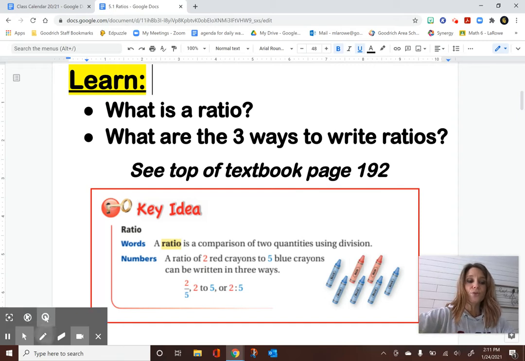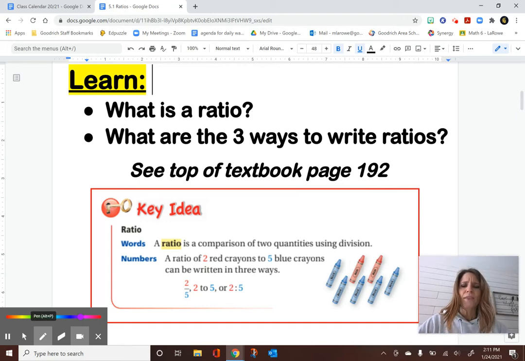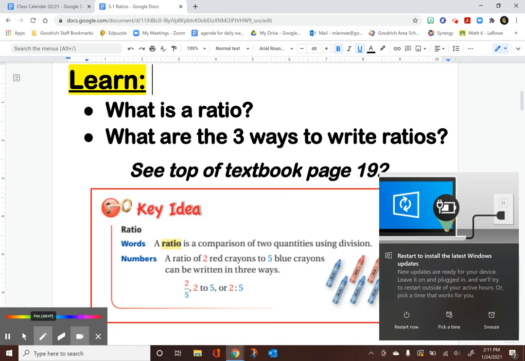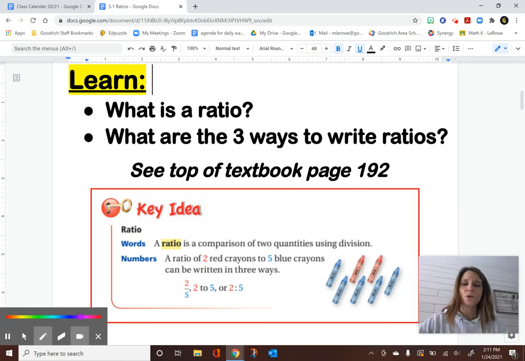So, they tell you with words, a ratio is a comparison of two quantities using division. Well, the division is really a comparison. We're actually comparing some values here. So they show you with some numbers the ratio of red crayons to blue crayons, 2 red crayons compared to 5 blue crayons. And they show you the 3 different ways to write it.